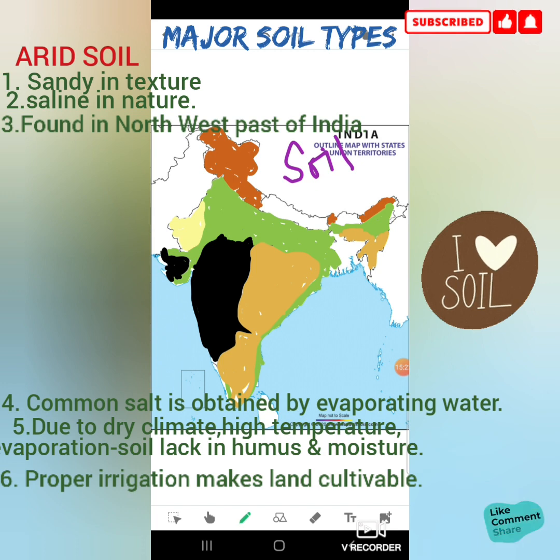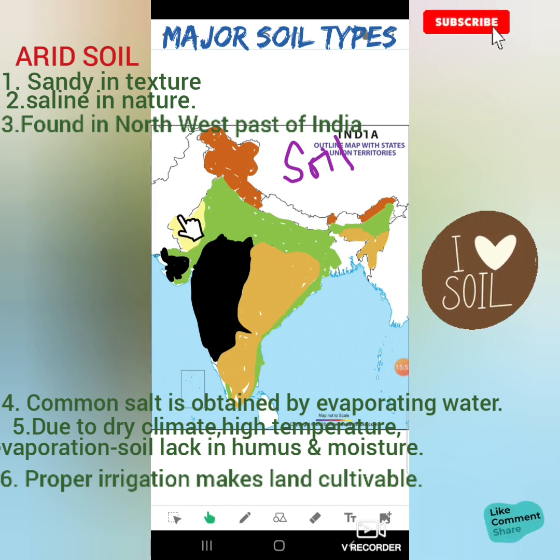Okay, even in some parts of this arid soil region, you will find the saline content is so high that we can prepare common salt from here. How? We can obtain common salt by evaporating the water of this area. So you can imagine how high the salinity is in this soil and this region.